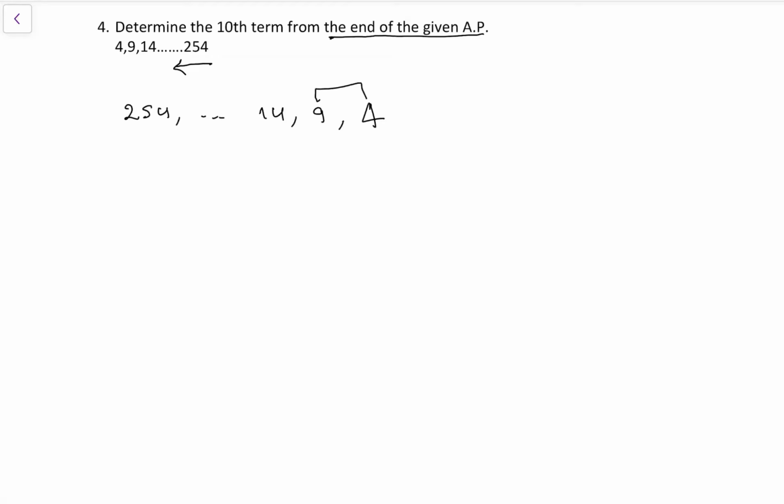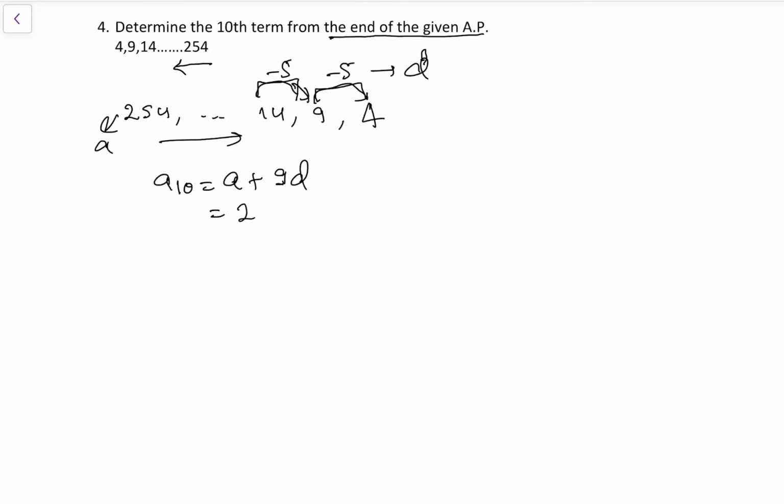So you can see the difference between this is minus 5, this is also minus 5, right, and so that will become D, and our A will become 254. So we know that we need to find the 10th number from here now. So we can write A10 is equal to A plus 9D.